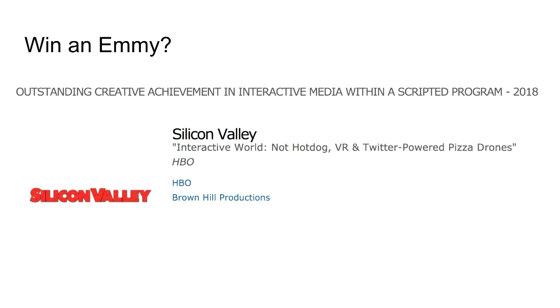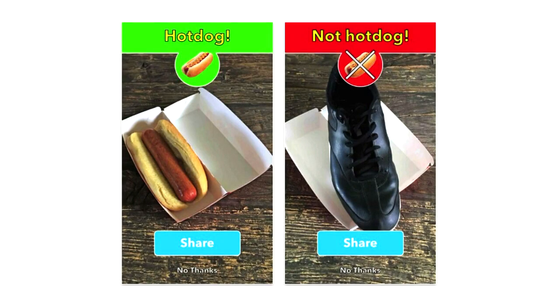One other thing I want to point out is win an Emmy. If you're familiar with the Silicon Valley show, you might have seen the Not Hot Dog program. Just when I was working on this talk, I found out they got nominated for an Emmy for this app. Basically, the joke is it was supposed to be food identification, but he only got around to training it on hot dog or not hot dog.